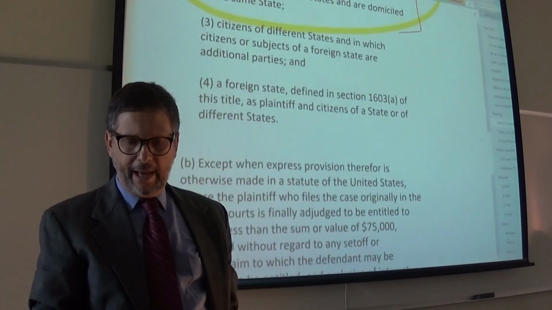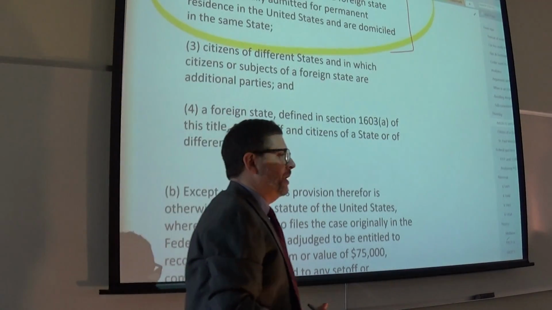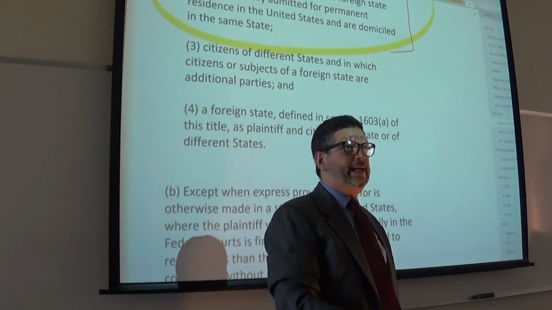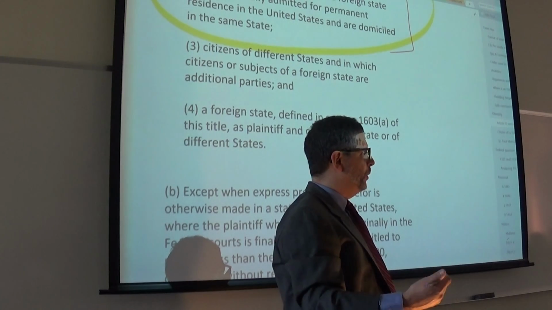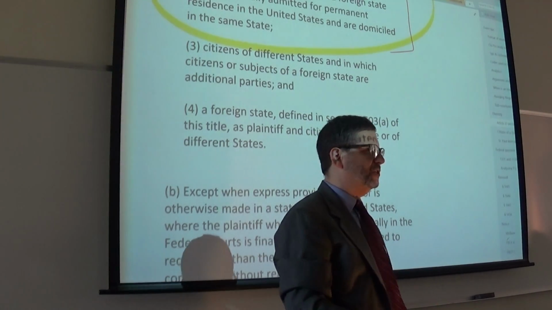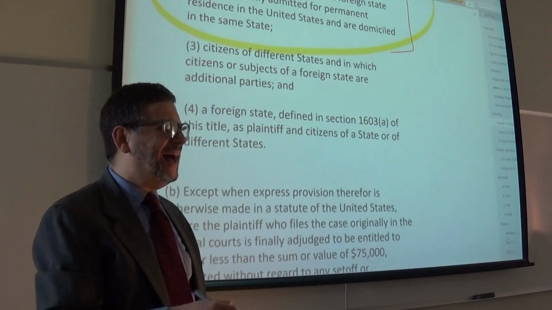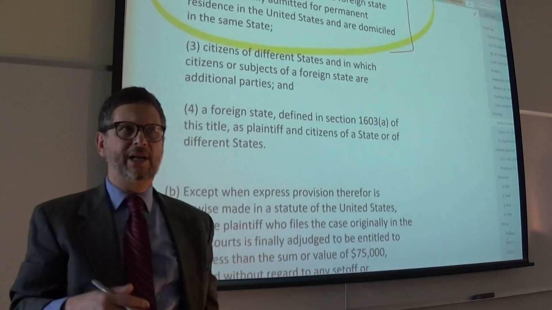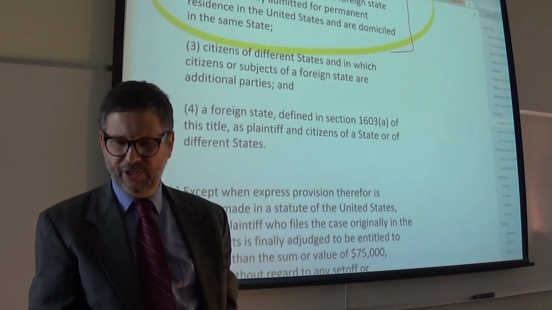Now let's briefly look at (a)(3). (a)(3) is a special case. (a)(3) allows aliens to sue aliens under the diversity statute, but only if we already have citizens of different states. So in a sense, it's kind of like combining (a)(1) and (a)(2). Not exactly, but if you think of it that way, that'll give you the kind of conceptually.